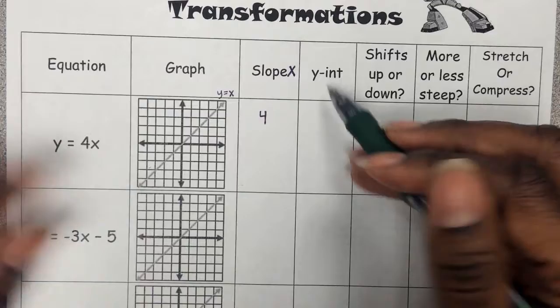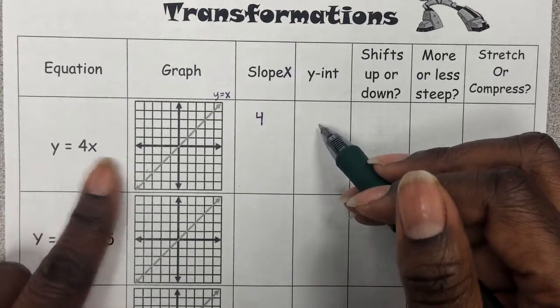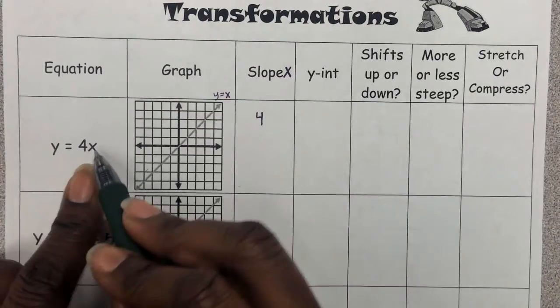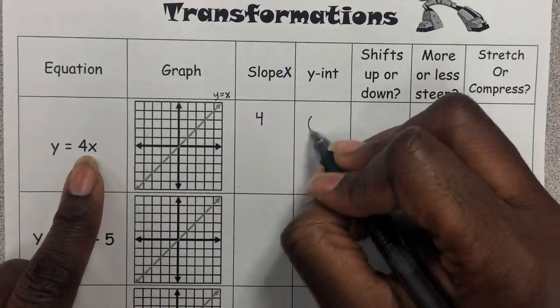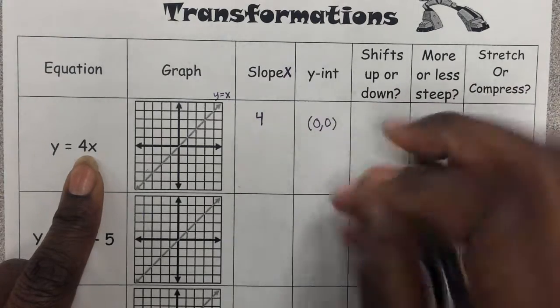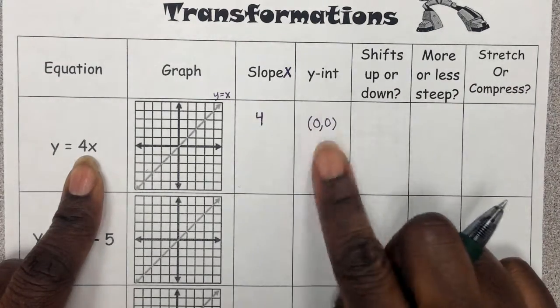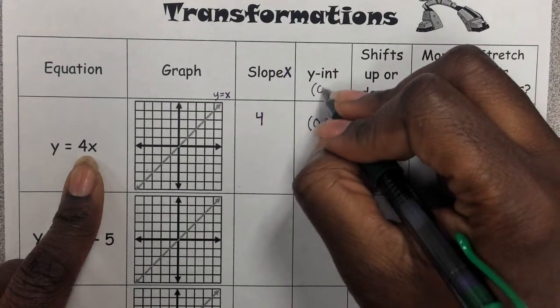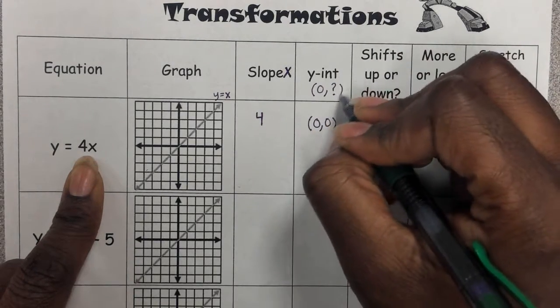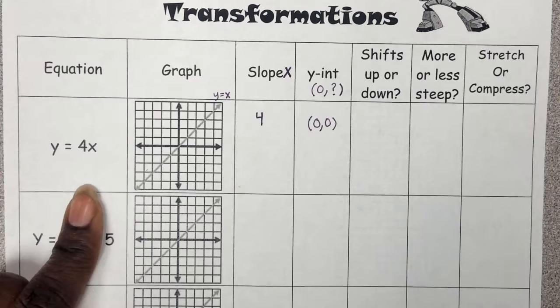All right, so y-intercept. Do you notice? Remember, for your y-intercept, that means there should be a number that doesn't have an x. This y-intercept is (0, 0). Yes, you must write it as a point. (0, 0). The y-intercept should always be (0, 0), whatever the b value is. So please write that.